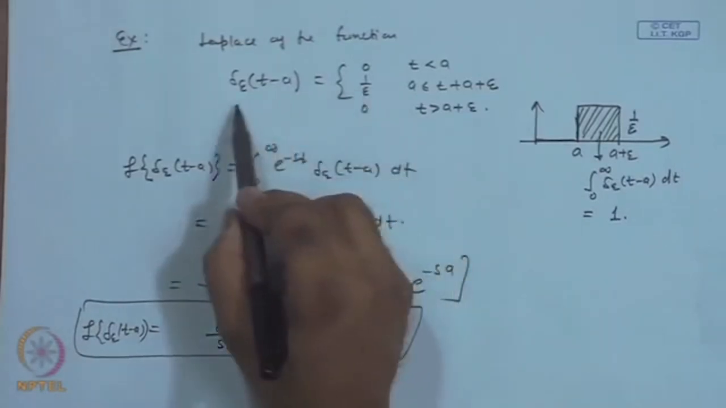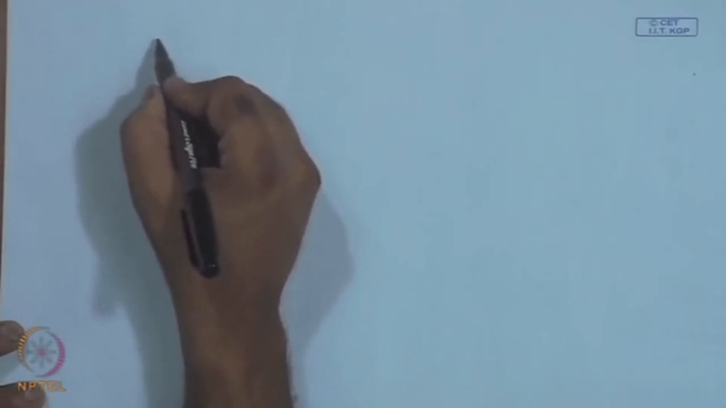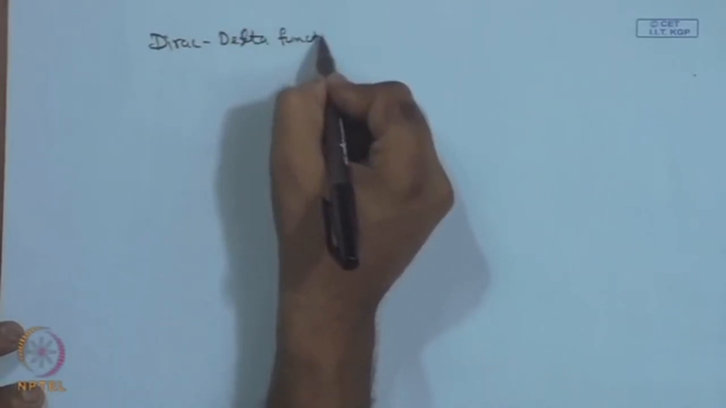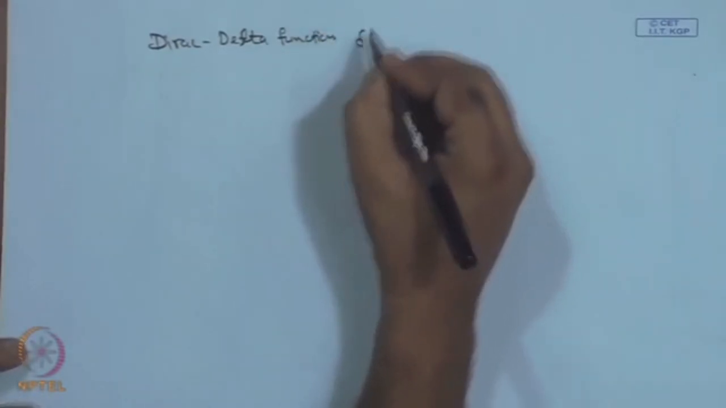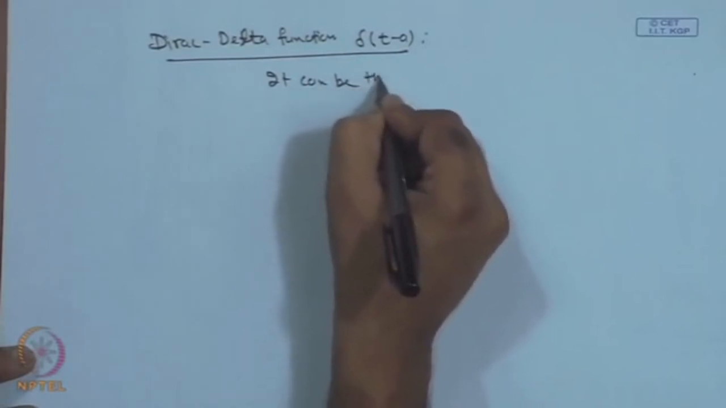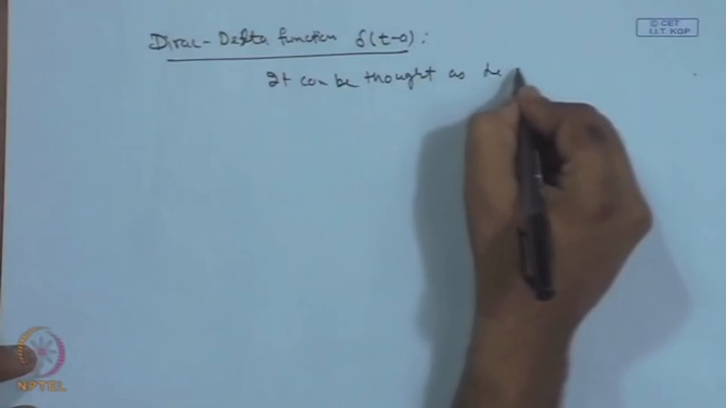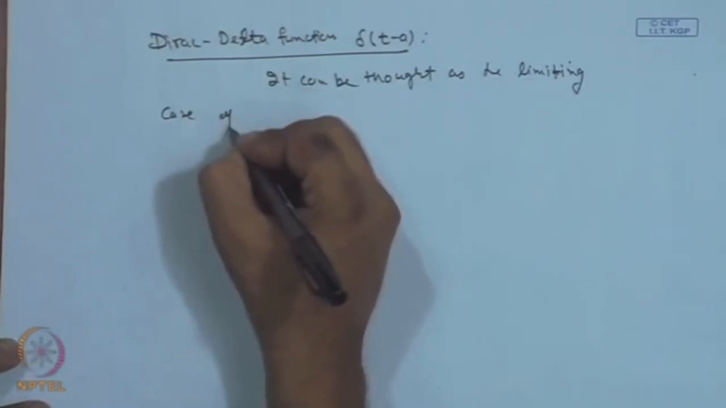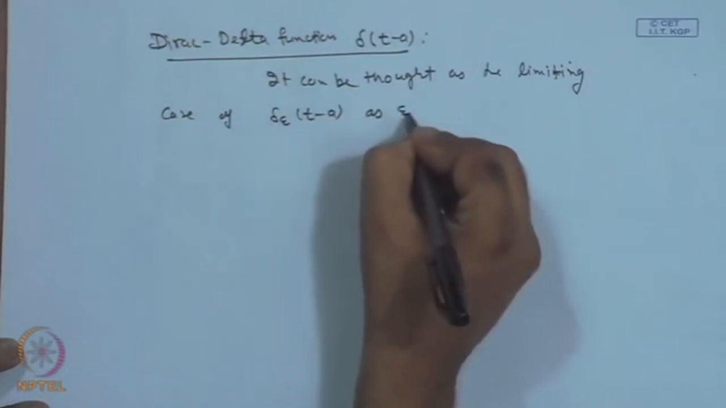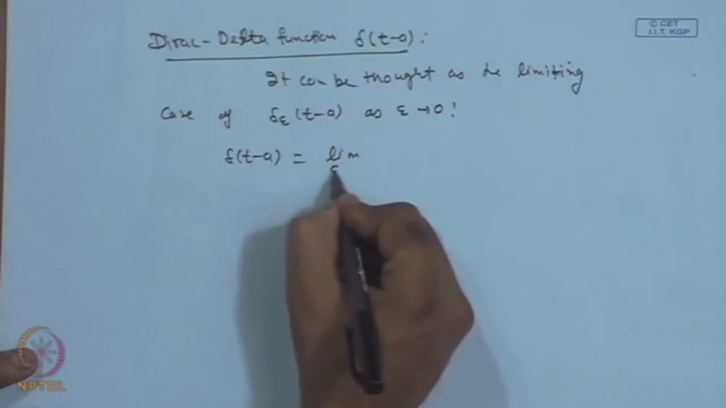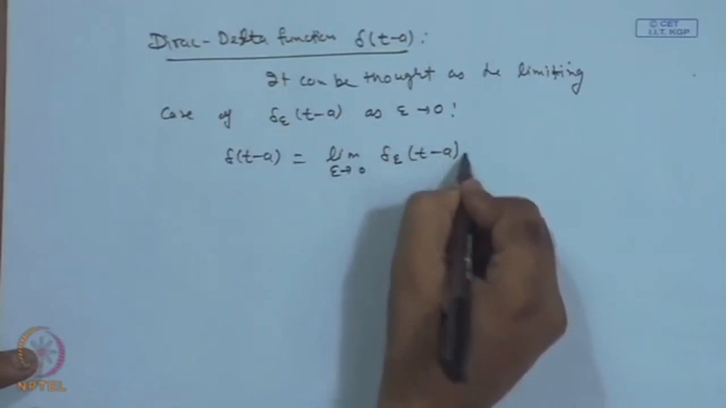And we have defined this delta epsilon function to go to the Dirac delta function, which has lots of applications in physics, or unit impulse function. So Dirac delta function, or it is also called unit impulse function, this is denoted by delta t minus a, and it can be thought basically as the limiting case of delta epsilon t minus a as epsilon approaches 0. So, we define this delta t minus a as limit epsilon to 0 of delta epsilon t minus a.